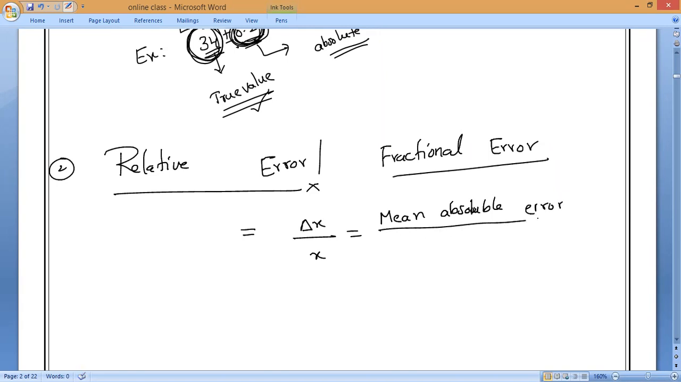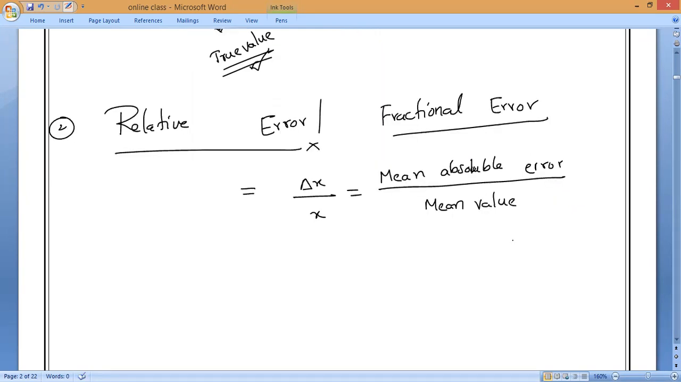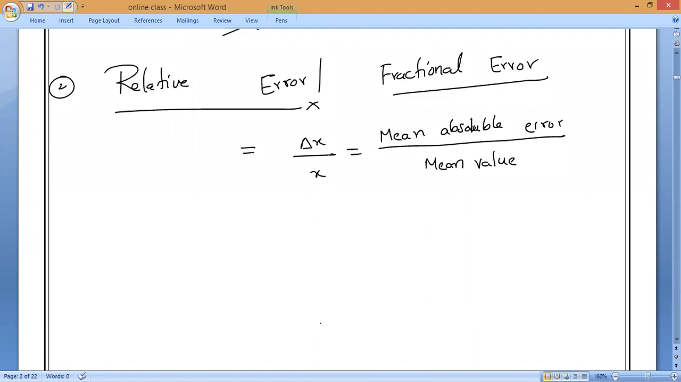Divided by x, what is x? Just now I told you, it is the true value. What is another name for true value? The mean value. So whenever they ask in the exam to find the relative error or fractional error, you have to find the mean absolute error, find the mean value, and divide it. Is it clear, everybody?